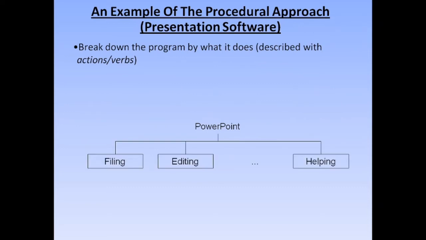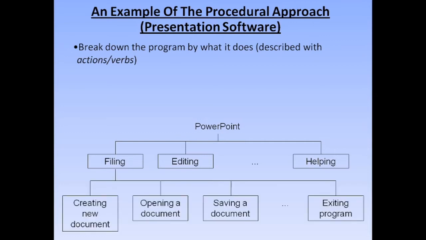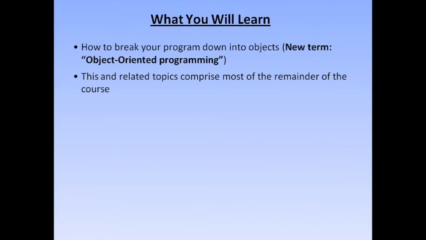Now, an example of the procedural approach, that is the presentation software, is for example, PowerPoint. How is it object-oriented? Because it can be grouped under various classes like filing, editing, helping, and then in the case of filing, there is inheritance shown by creating a new document, opening a document, saving a document, exiting a program. So in this way hierarchical information is shown. And what will you learn? You will learn object oriented programming as a whole.